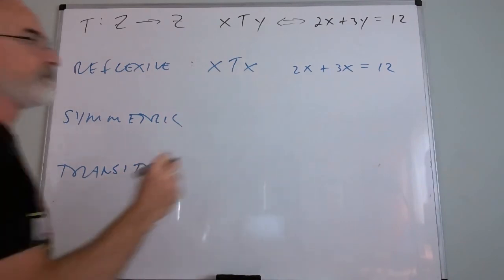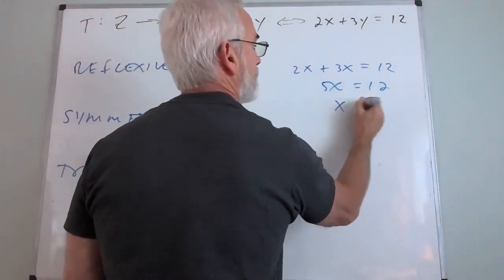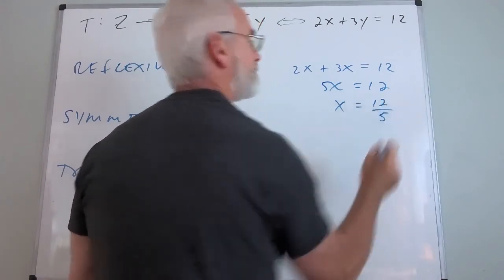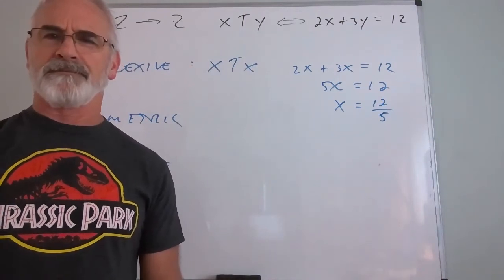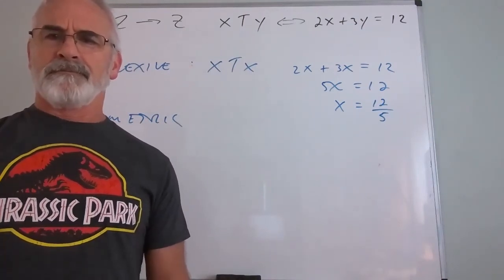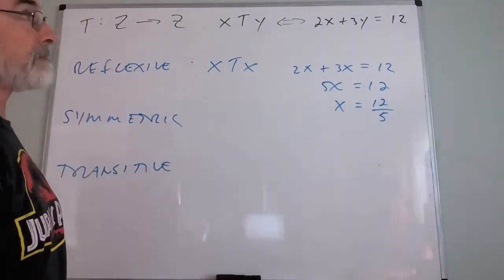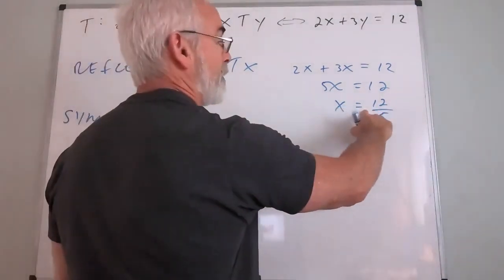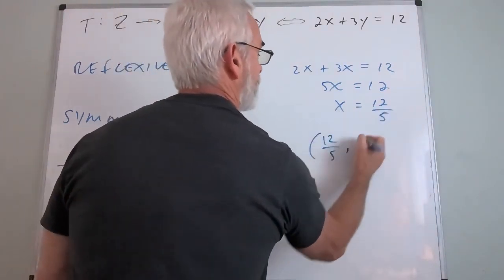What do you think? Anybody? Is x related to x? So if x comma x is on that line, what am I saying here? I'm saying the ordered pair 12 over 5 comma 12 over 5.